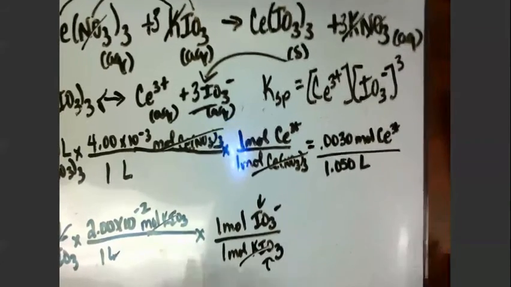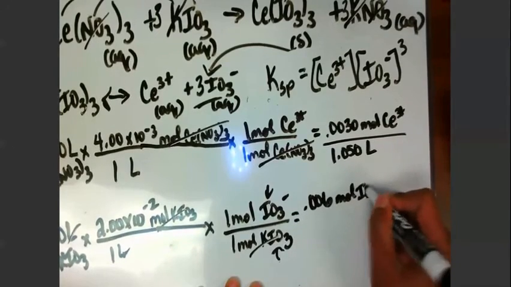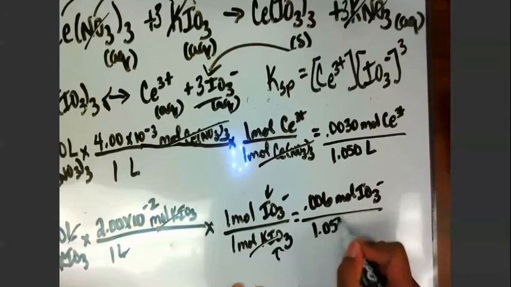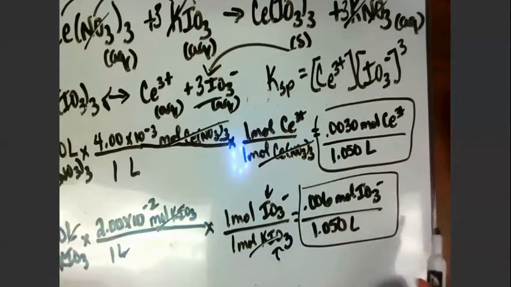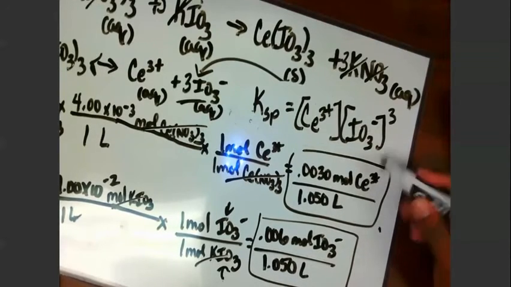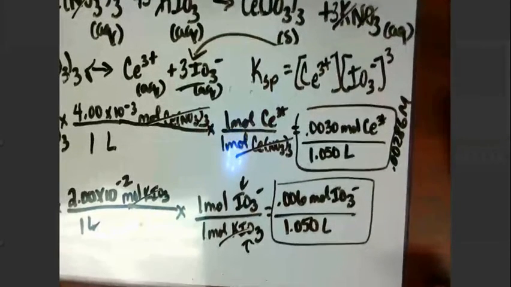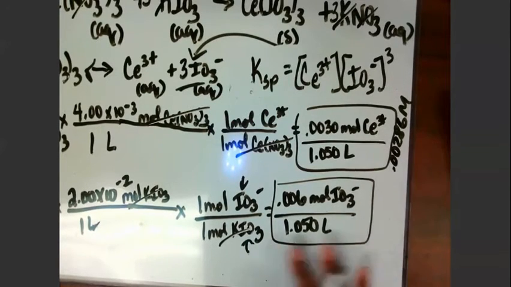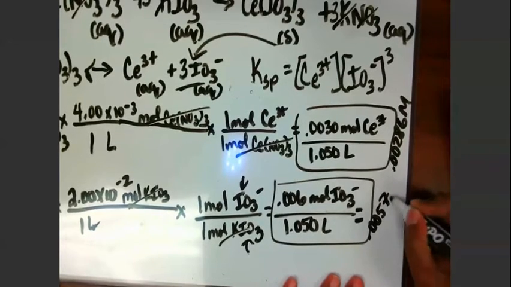But let me finish this part right here. I end up with 0.006 moles of IO3- for every 1.050 liters, because you have to add the two volumes together in order to say this is the concentration of that. So the concentrations that I get are, check my math please, 0.00286 molar for this one, which is 0.0030 divided by 1.050. And then 0.006 divided by 1.050 gives 0.0057.